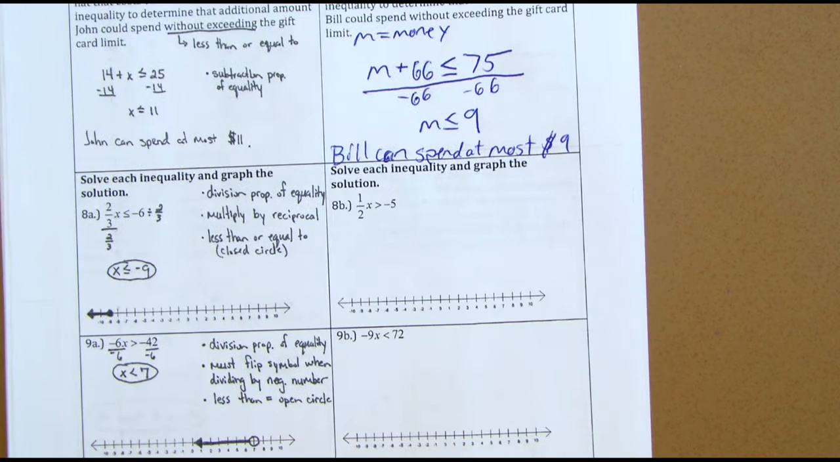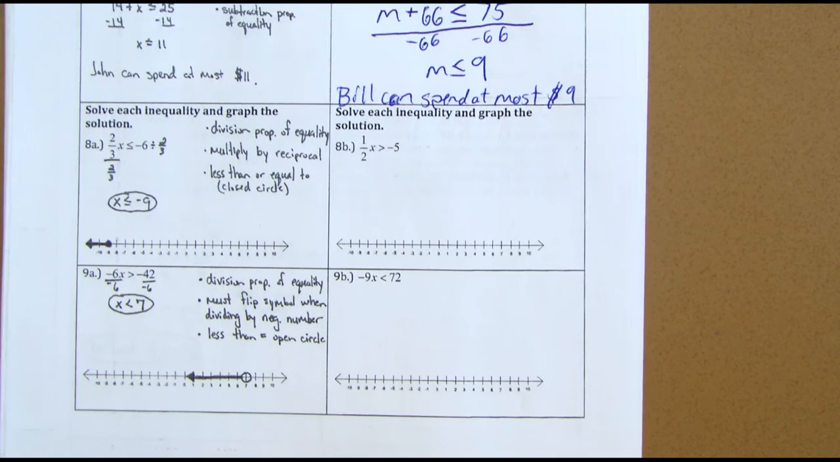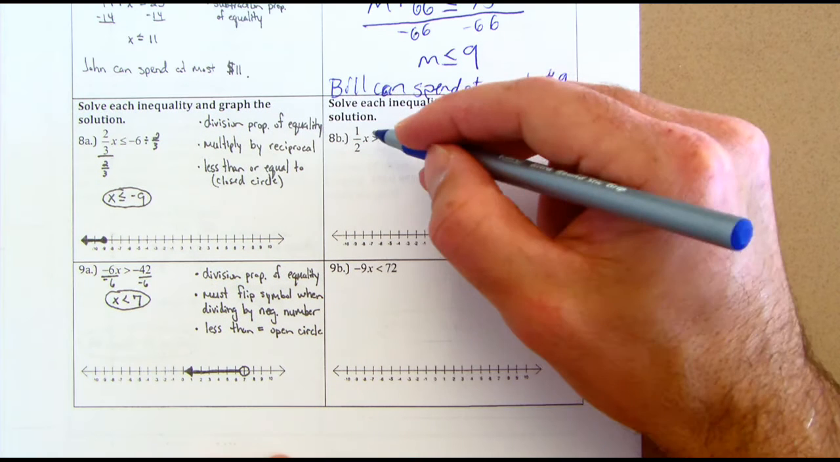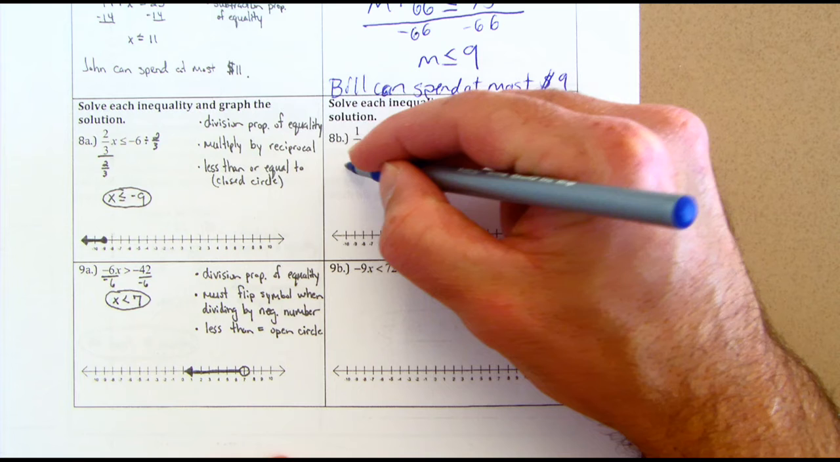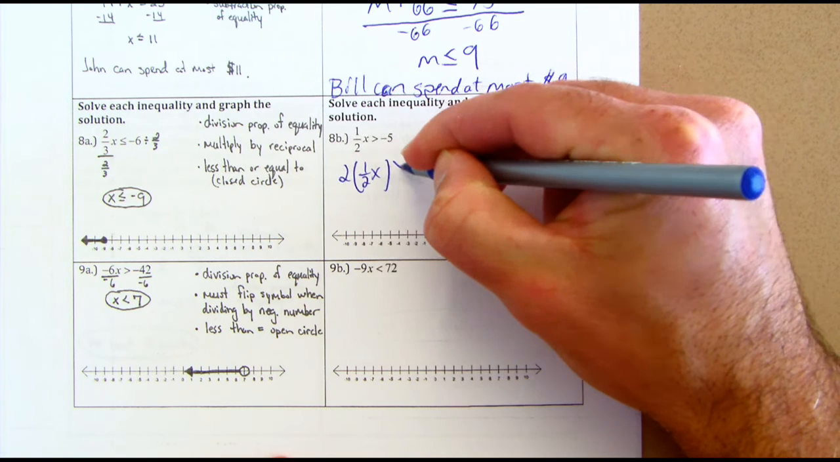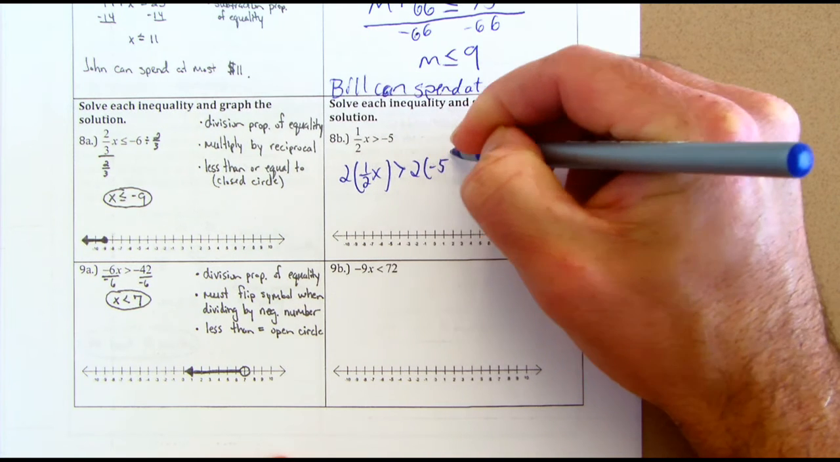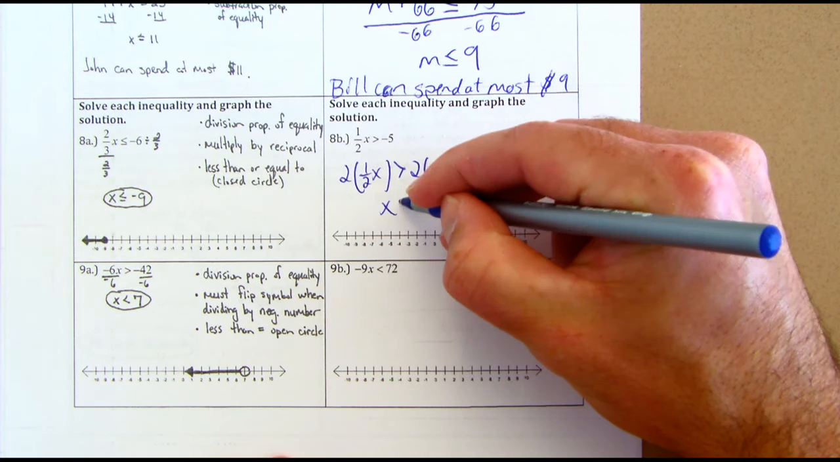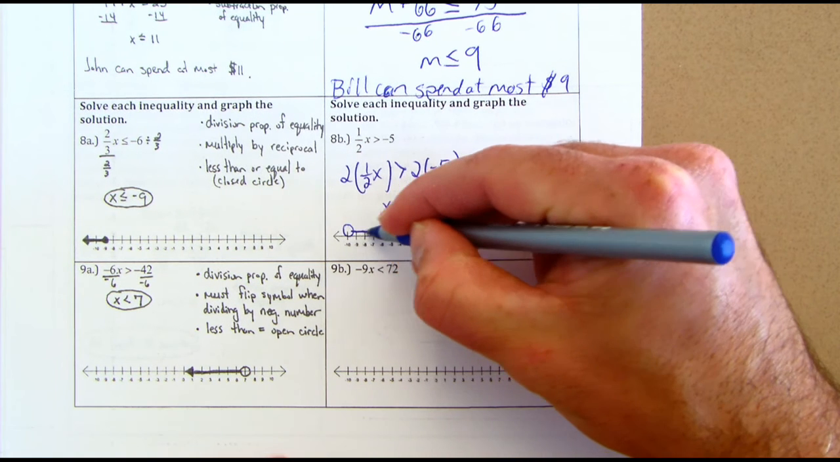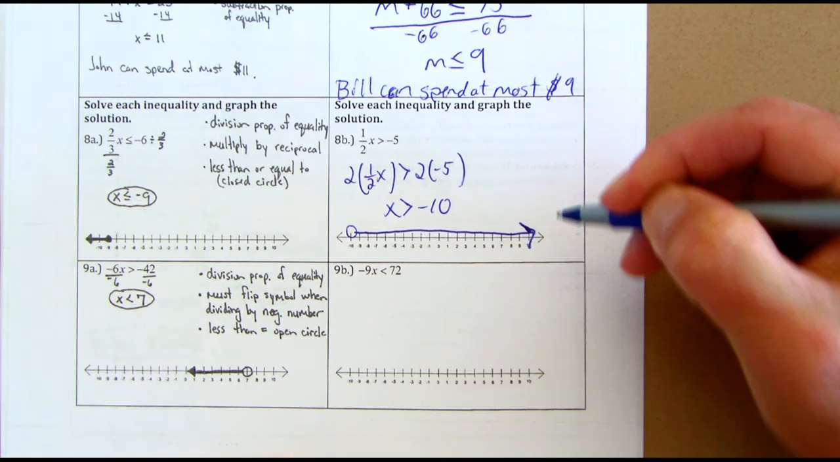All right, so we got to solve one with an inequality with a fraction here. So we got 1/2 x is greater than -5. I'm going to multiply both sides by 2, the reciprocal of that coefficient. Again, I don't need to change anything here because I'm multiplying by a positive 2. So x is greater than -10. And there's the graph.